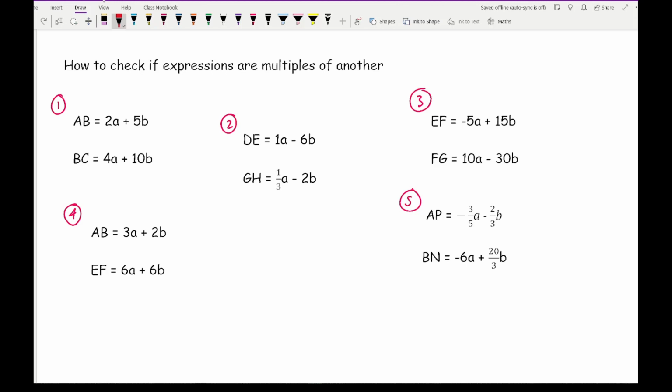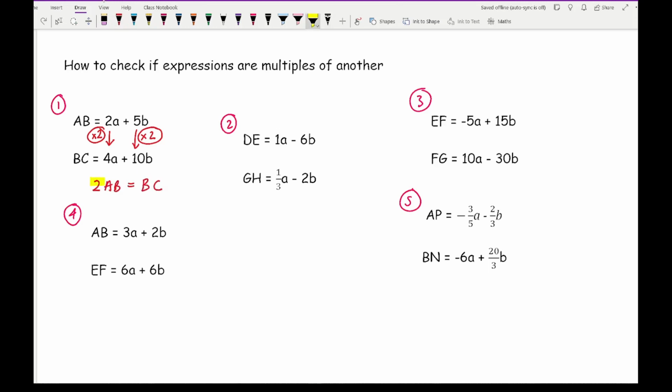So to get from looking at the a's, to get from 2 to 4, I've got to times by 2. And to get from 5 to 10, I've also got to multiply by 2. So as you can see, because these multiples are the same, if I double AB, that's going to give me BC, and that is the notation.